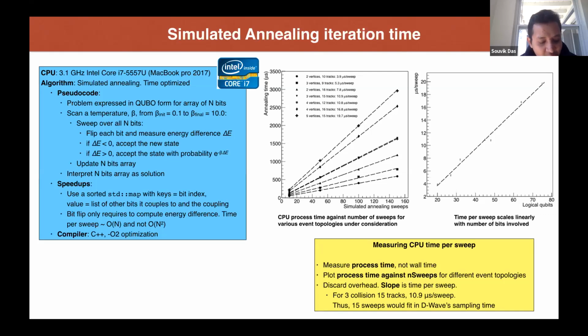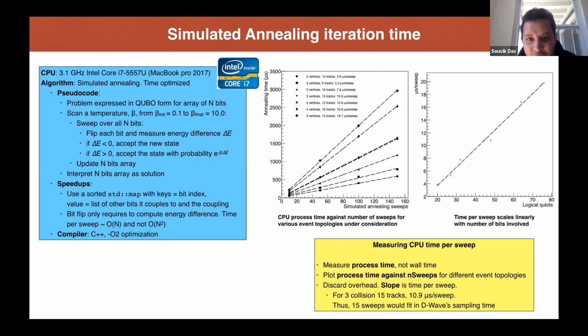We also tried to speed it up as much as we possibly could. We used a sorted map where the keys are the bit indices and the values are the other bits that each is connected to, along with the couplings. This requires us to compute only the energy differences where there's a bit flip, and not the whole thing. That reduces the time per sweep from order n squared to order n. We also use O2 optimization. It's purely C++, and everything is done directly on RAM, so it's really as fast as possible.